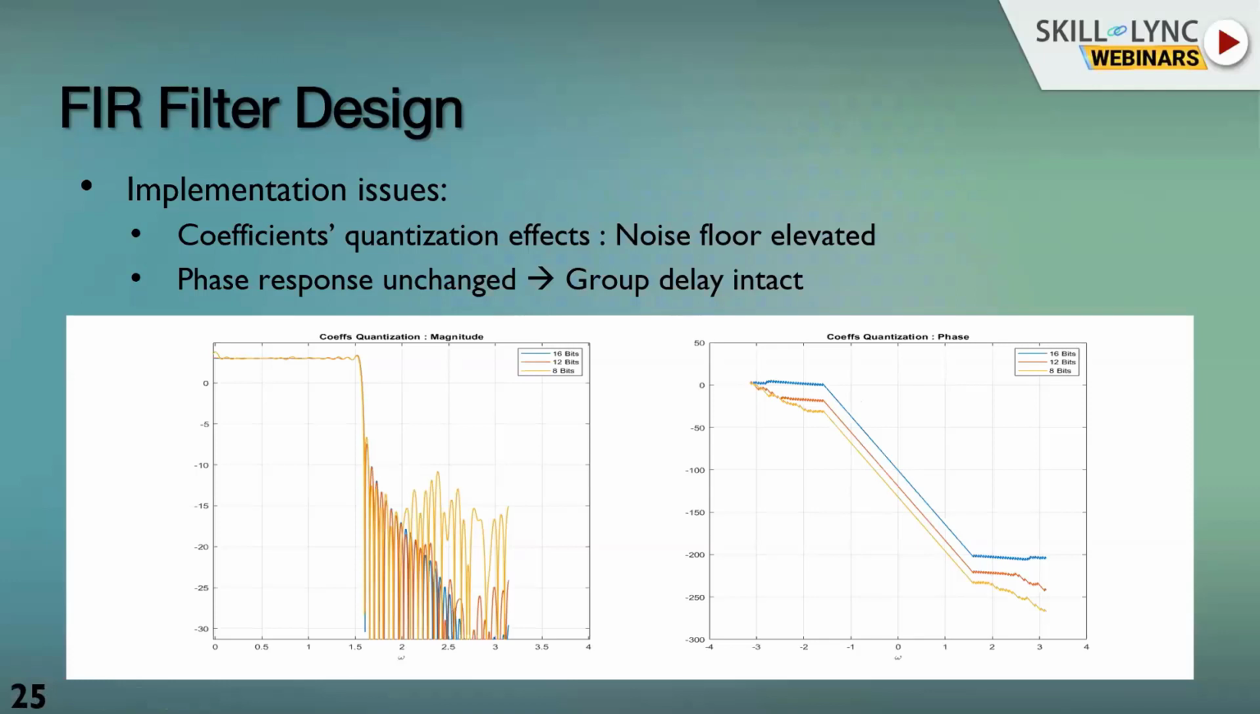We do not want that. We want every frequency component to be delayed by the same amount. That's called a group delay. Group delay is basically the slope of this line. The slope of this line is not changing even if we are reducing the coefficients from 16 bits to 8 bits. And this is a huge advantage and property of the quantization.